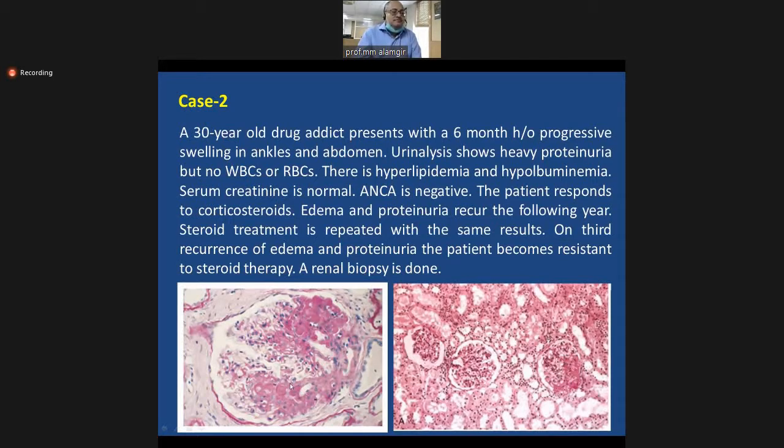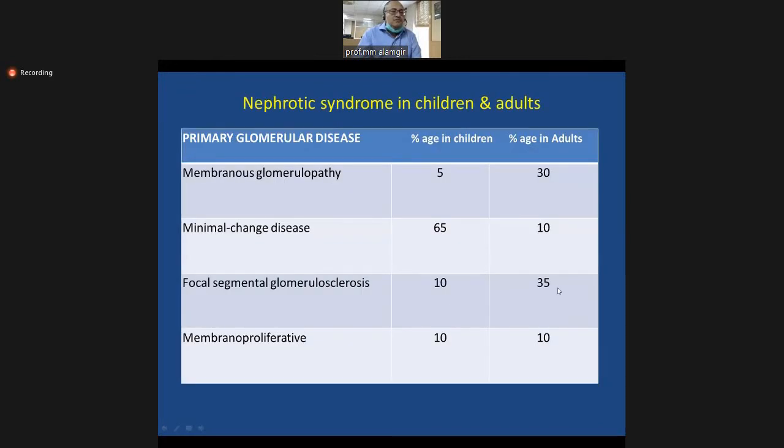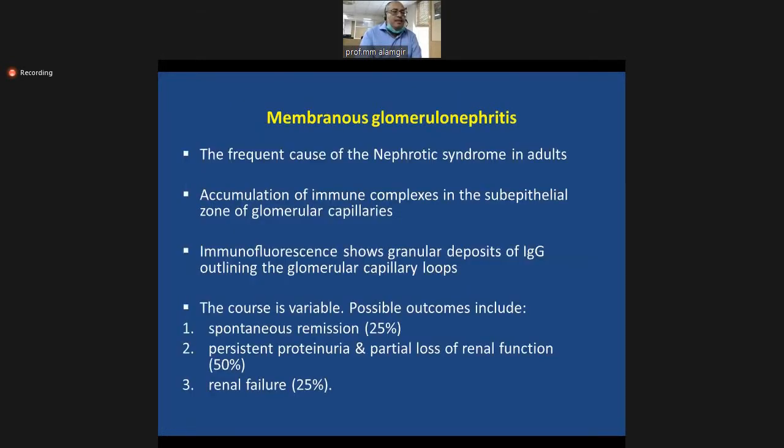glomerulosclerosis. You may recall from the previous chart that focal segmental glomerulosclerosis is one of the major glomerulopathies which cause nephrotic syndrome in adults. Just to recall this table, this is an important table. So here you can see that we have focal segmental glomerulosclerosis.